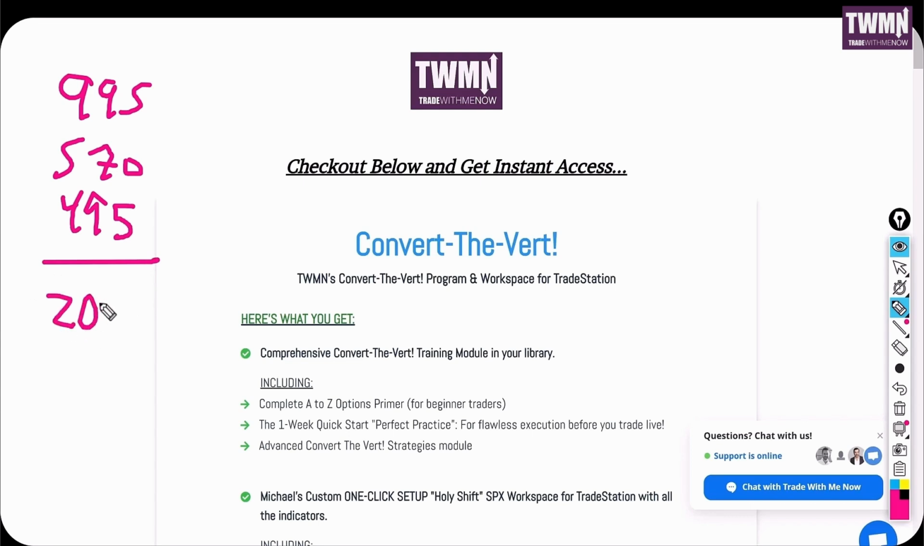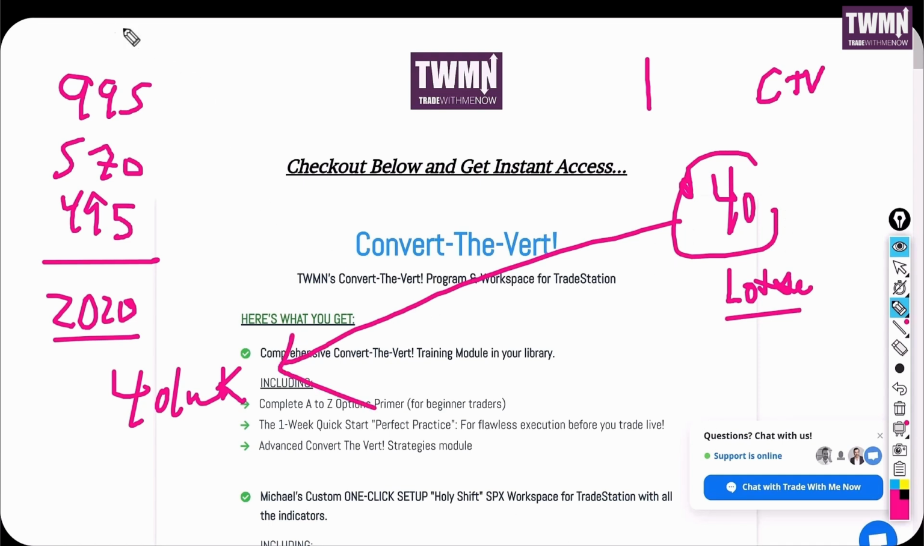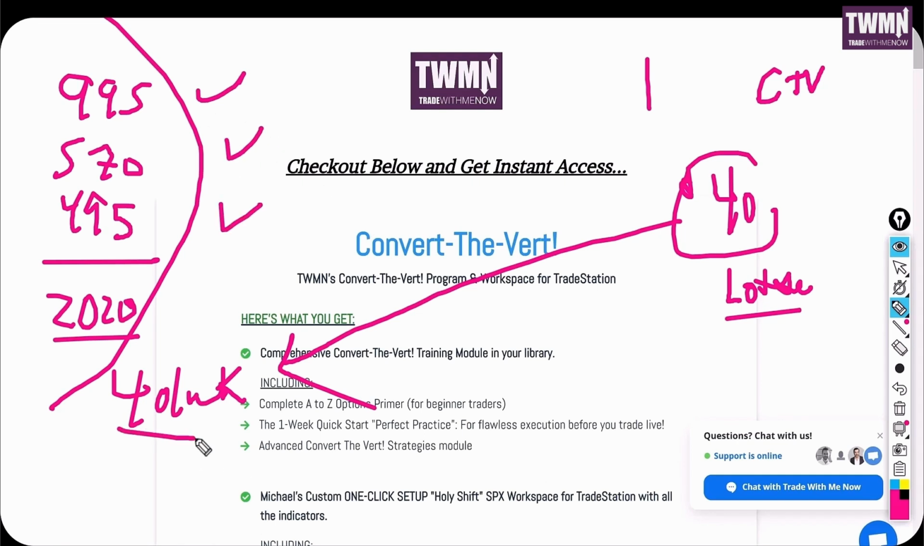It adds up to a little over $2,000, somewhere around $40 a week. I just showed you how to do one convert the vert with one contract, make $40, and then you have a lotto ticket to the end of the day on one shift. You do one of those a week, it pays for all of this. And you have the potential to go 3 contracts, 5 contracts, 10 contracts, 5 times a day, whatever it is. So even if you got everything, it's still $40 a week. And I just showed you one single trade in the morning for $40 or the afternoon or whenever you put it on.